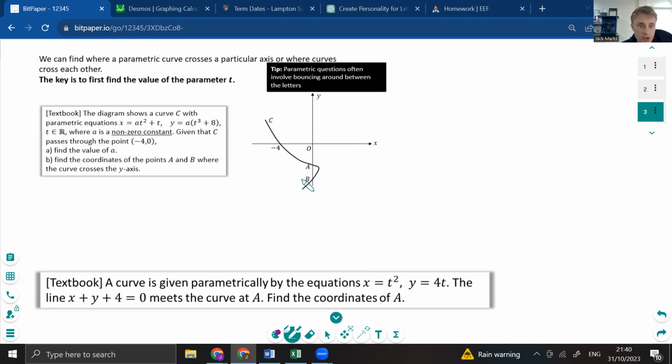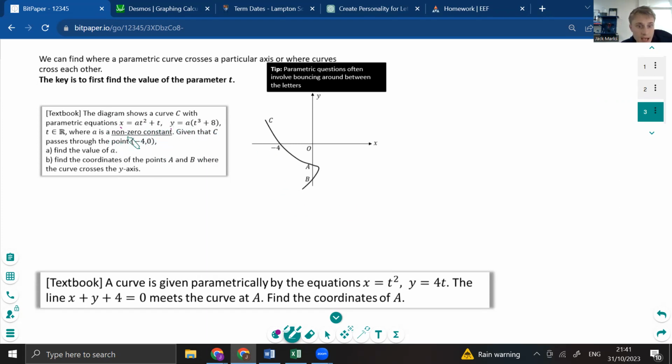The diagram shows a curve C. The equations are x equals this and y equals this. So x is a function of t. In other words, as t changes, that changes what the x value is. And at the same time, as t changes, it changes what the y value is. And then you can plot those together and you get this shape.